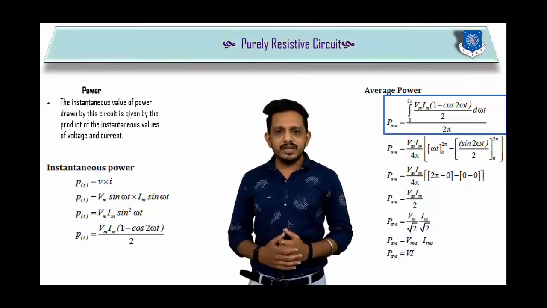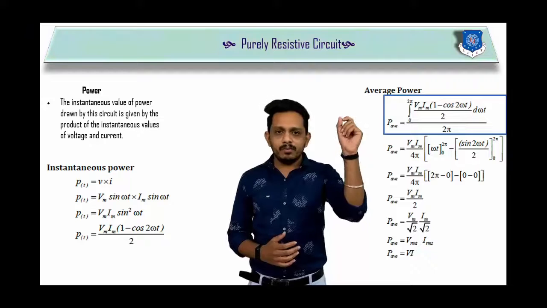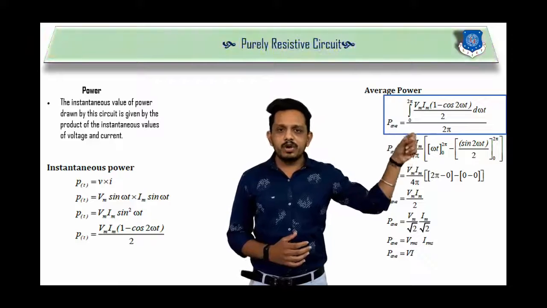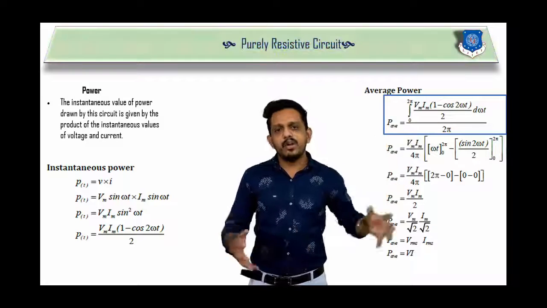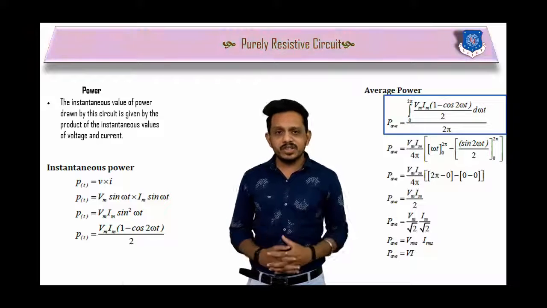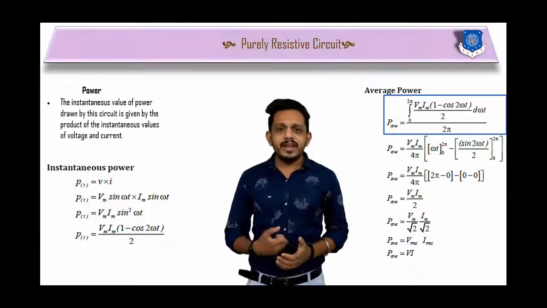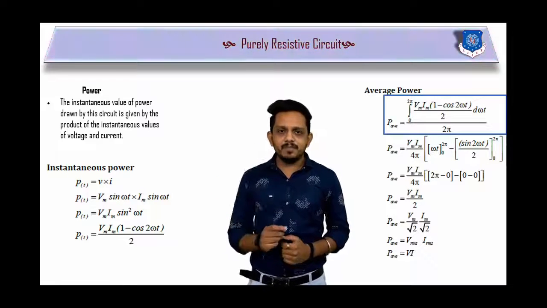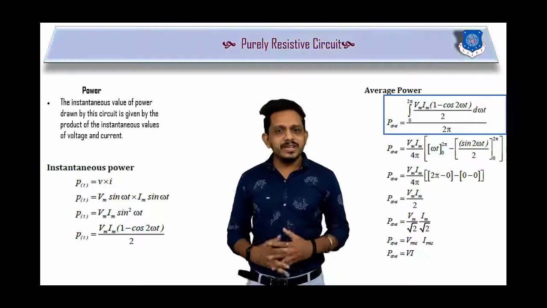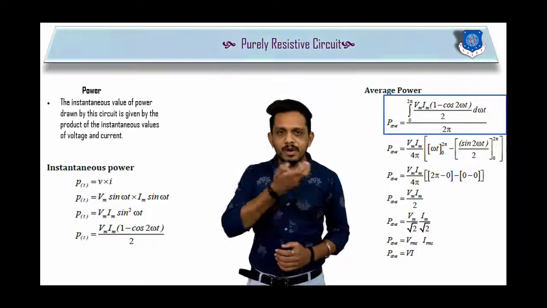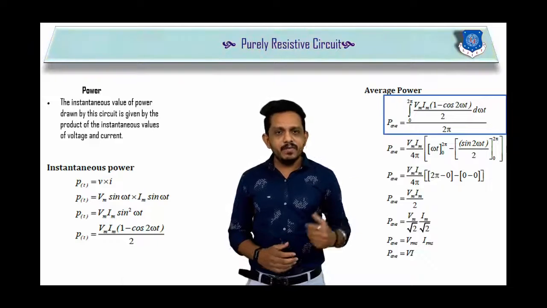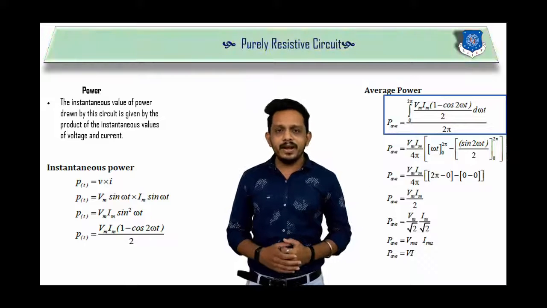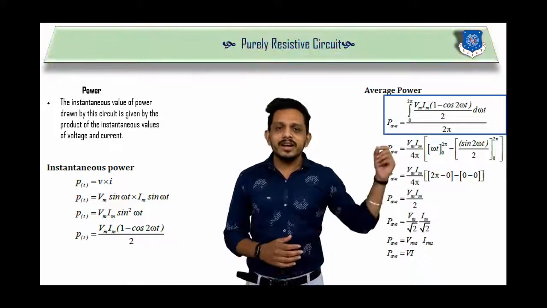So the equation is the integral from 0 to 2 pi of Vm Im (1 minus cos 2 omega t) upon 2 into d omega t, upon 2 pi. If there are many constant terms in this equation, we have to take those constants outside of the integration. So Vm Im upon 2 and upon 2 pi, basically Vm Im upon 4 pi, will be outside of the integration. It will be Vm Im upon 4 pi times the integral from 0 to 2 pi of (1 minus cos 2 omega t) d omega t.